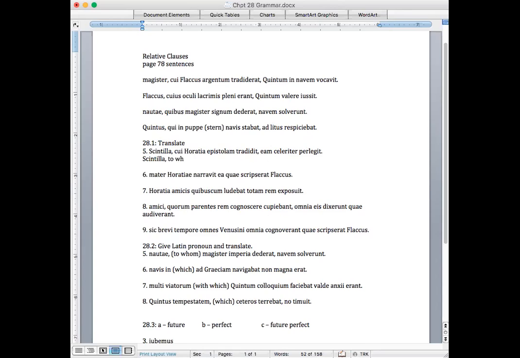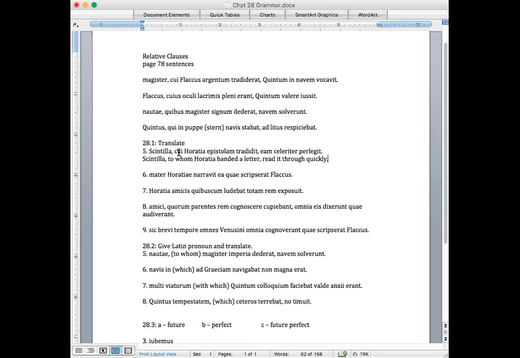So Scintilla, to whom Horatia handed a letter, read it through quickly. So cui is going to be your dative singular of your relative pronoun, and it's referring to Scintilla, so it's also going to be feminine. Cui is nice in that it's the same form in the singular regardless of gender, so that's cool. It's always going to be to whom regardless of who it's referring to.